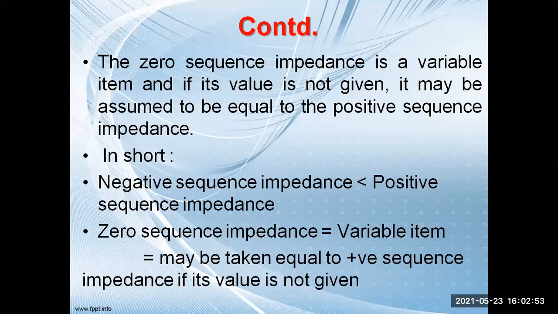This we have to understand first clearly, that in a synchronous generator, the negative sequence impedance will be less than the positive sequence impedance, and zero sequence impedance is a variable item. If nothing is given, then this may be taken as the positive sequence impedance if its value is not given. So this is basically a thumb rule, or in short, we have to understand how to consider the sequence impedance in case of a synchronous generator.